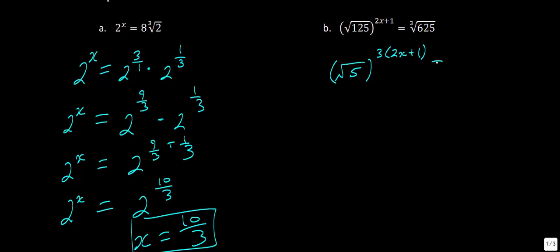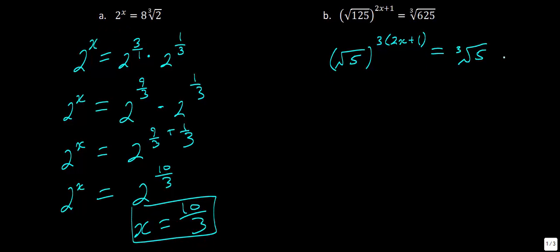I'm going to do a similar thing to this other side. I know that the cube root of this is the same thing as taking the cube root of 5 and raising it to the power of 4, right? Because 5 times 5 is 25, times 5 is 125, times another 5 is 625, which we've dealt with before. So I'm going to raise all of this now to the power of 4.